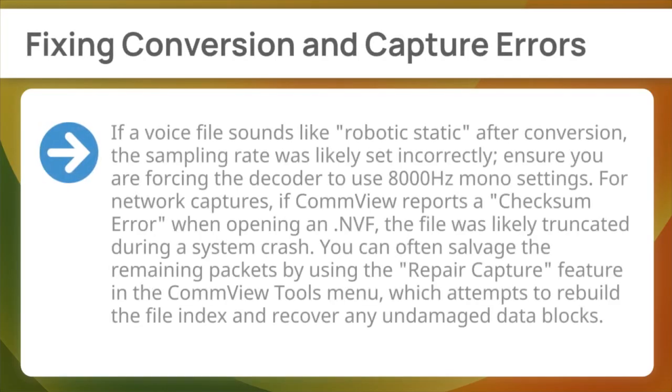Finally, fixing conversion and capture errors. If a voice file sounds like robotic static after conversion, the sampling rate was likely set incorrectly. Ensure you are forcing the decoder to use 8000 Hz mono settings. For network captures, if CommView reports a checksum error when opening an NVF, the file was likely truncated during a system crash. You can often salvage the remaining packets by using the Repair Capture feature in the CommView Tools menu, which attempts to rebuild the file index and recover any undamaged data blocks.